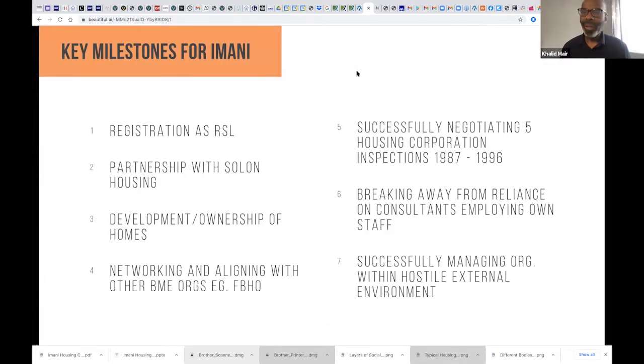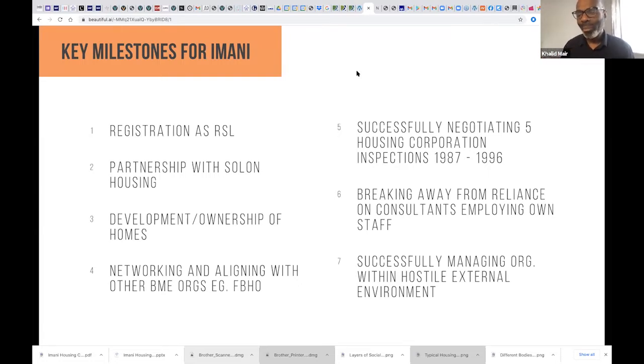And these are some of the key milestones. So, initial registration, our partnership with Solon, Wandsworth, who are, interestingly enough, no longer around. And the development of our homes, having to ward off the inspections of the housing corporation. In fact, we got through them successfully, but it's rather a painful experience.